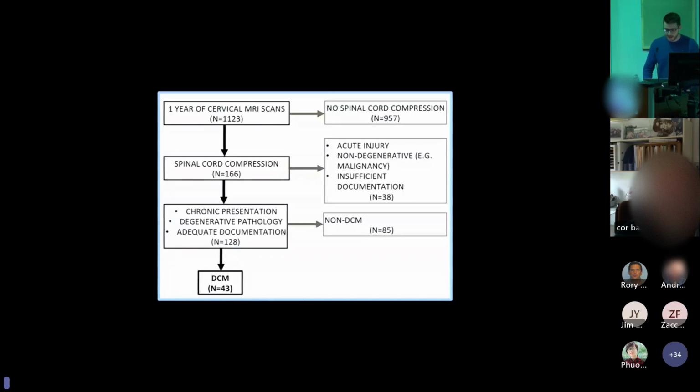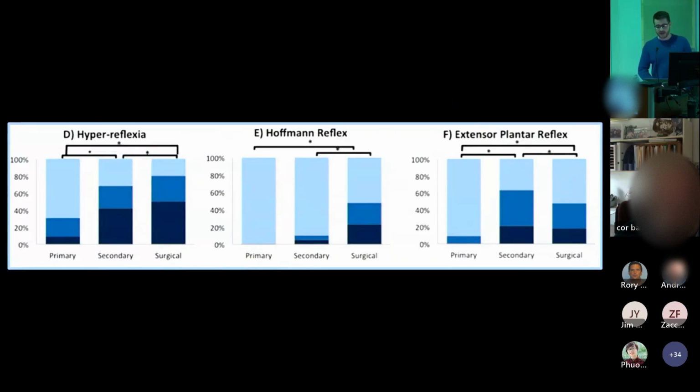Sorry about that. Now, this work is limited by a low number of cases, but I still think there are some key takeaways. Baby blue in this case means undocumented. We see a clear difference between initial primary care and the subsequent surgical assessment.